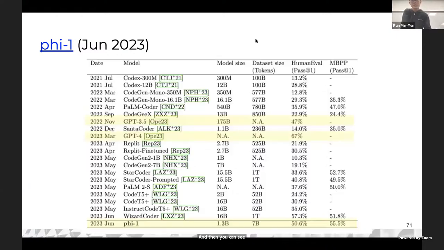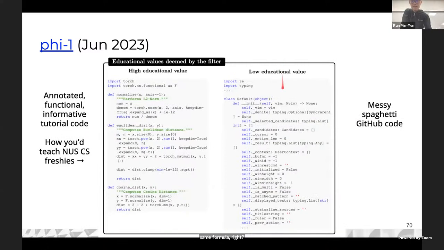This is what you would get from GitHub, right? It's like messy spaghetti GitHub code. It's just doing the same initialization over and over again, right? If I give this to a first year at NUS, this doesn't teach them much, right? Whereas on the left over here, this is how you would teach the freshman: good annotations, good docstrings, every line serves a purpose, right? It's succinct, it's clear, it follows all the best software engineering principles, right?